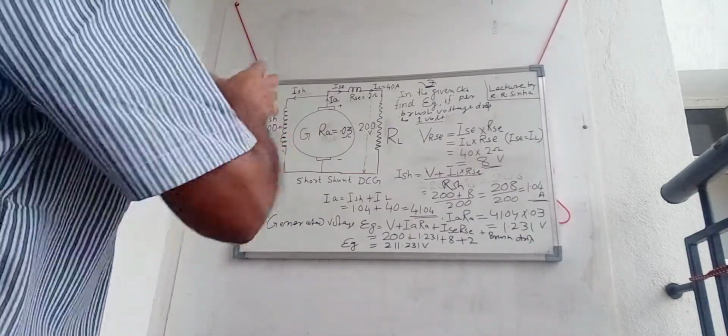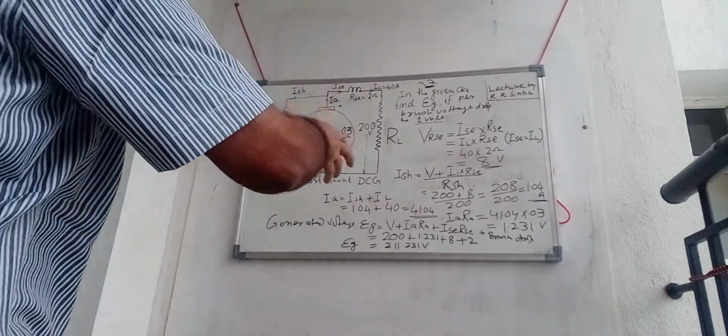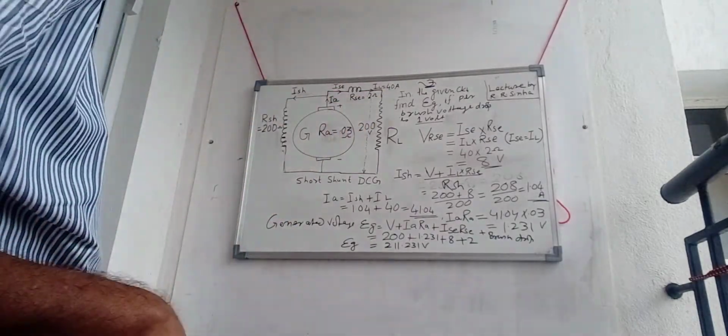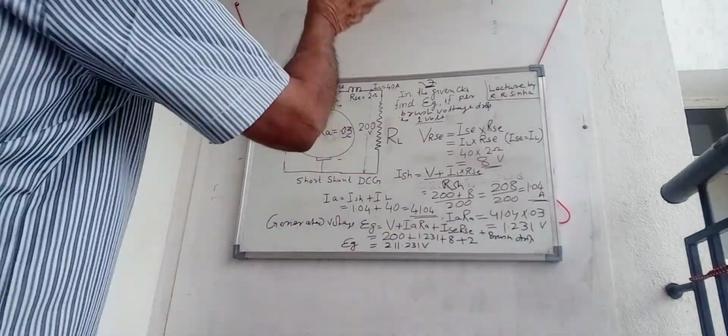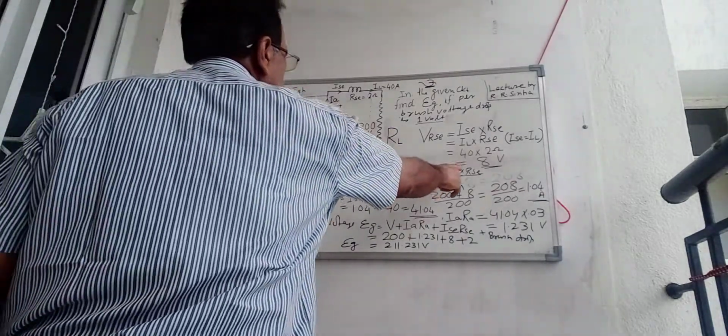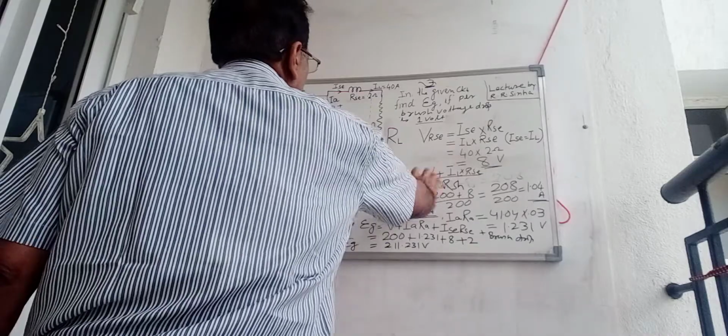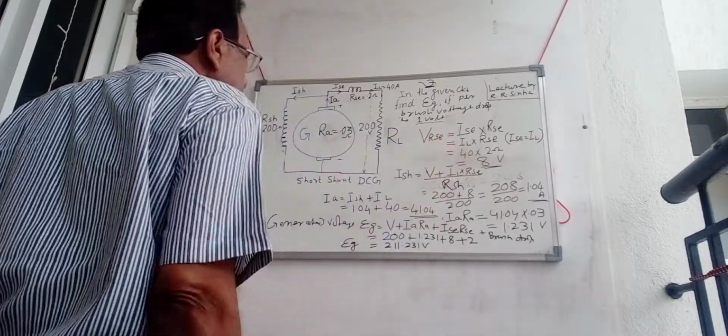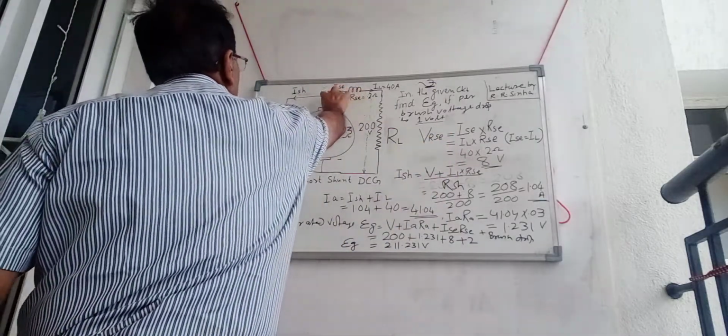If anybody understood this problem, then the problem of the long shunt generator is also very easy. Based on the same, the formula will be different in that case. All formulas will slightly change and the circuit will also change.